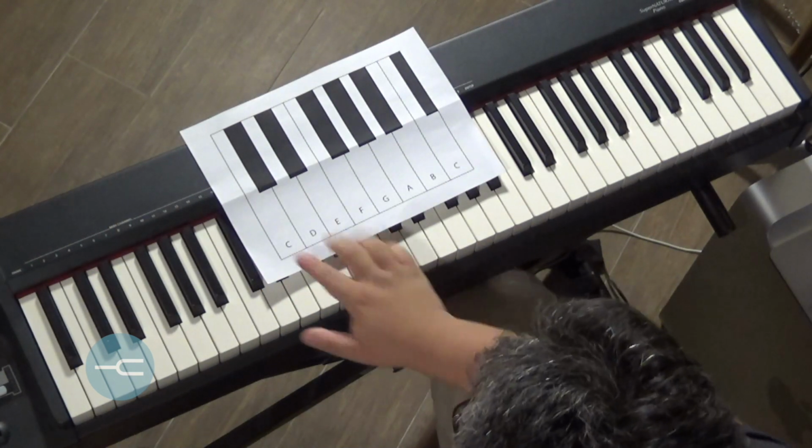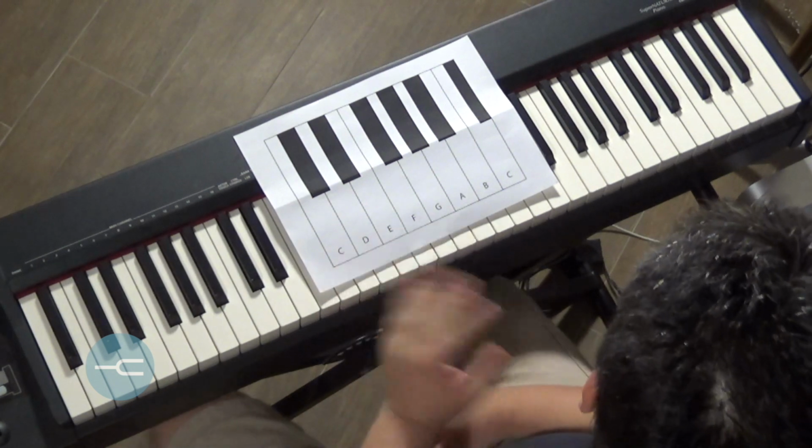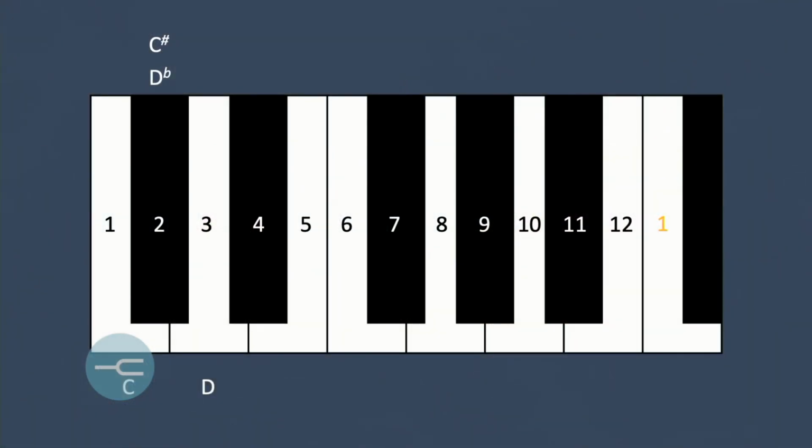So if you look at C and D on screen, the white notes 1 and 3 are C and D, but the note between them, note 2, can be called either C sharp or D flat. Sharp is the one with the hashtag, and flat is the one with the b. So the note has two names. It can either be C sharp or D flat.